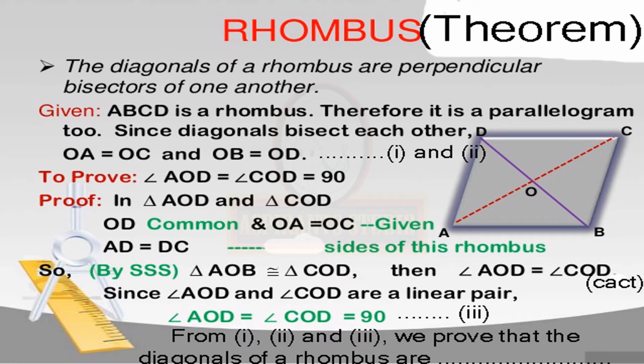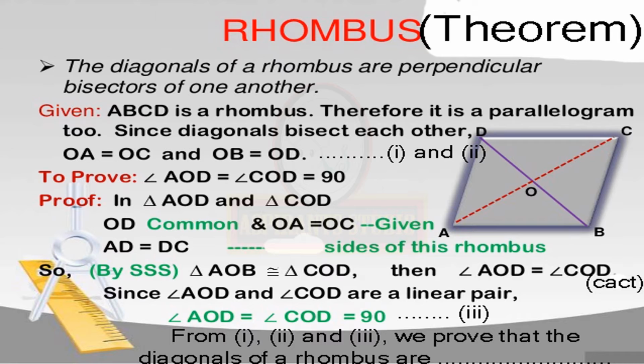Given quadrilateral ABCD is a rhombus, put the square symbol before ABCD. You have to prove measure of angle AOD is equal to measure of angle COD. Also you have to prove OA is equal to OC and OB is equal to OD, because you have to prove the diagonals of the rhombus are perpendicular bisectors of one another. So you have to prove measure of angle AOD is equal to measure of angle COD is equal to 90 degrees, and also OA is equal to OC and OB is equal to OD.